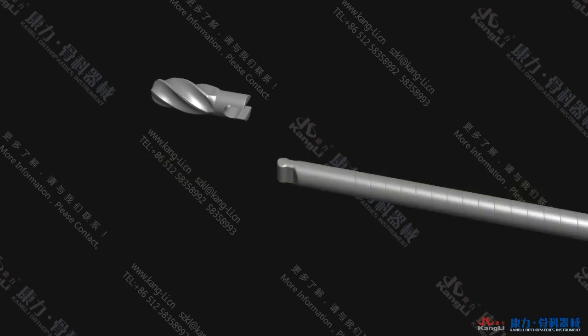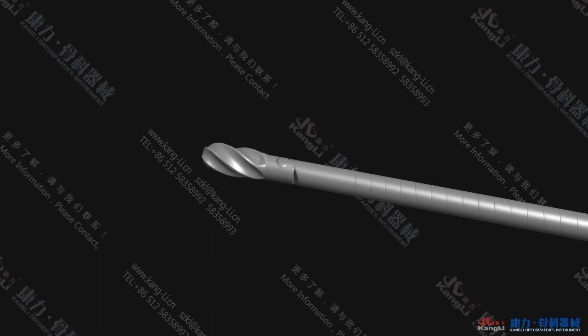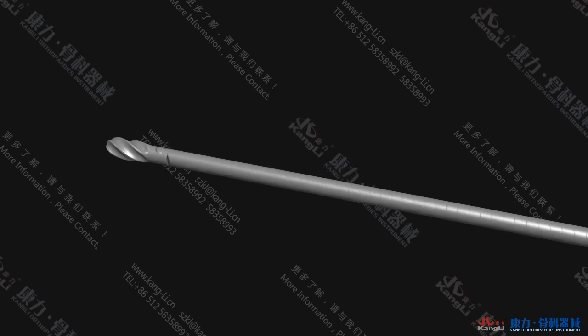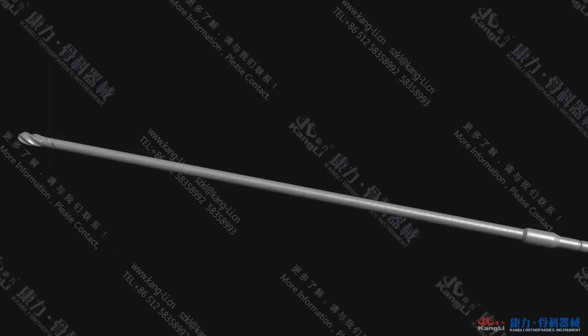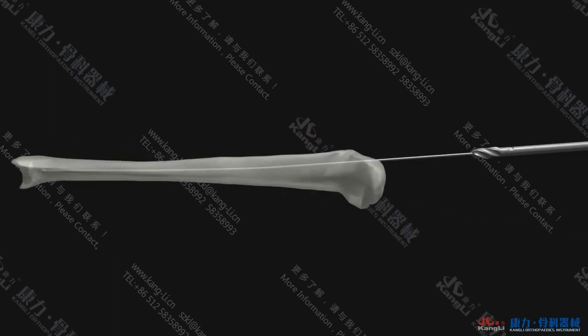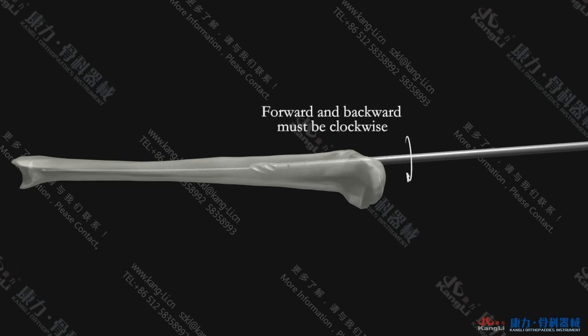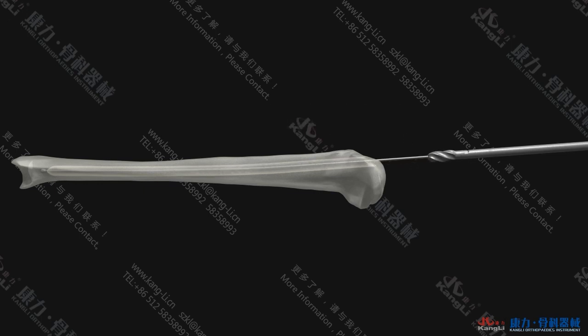Install the soft reamer on the drill, and insert the ball guide pin to ream clockwise. Gradually increase the soft reamer from 7.5 millimeters. After reaming, remove the soft reamer clockwise. Leave the ball guide pin unremoved.